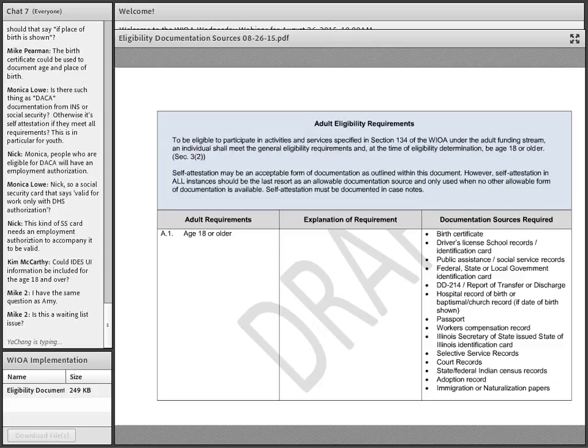So we here at the Department of Commerce will do our best to get guidance out when we have it to help you out in the field.